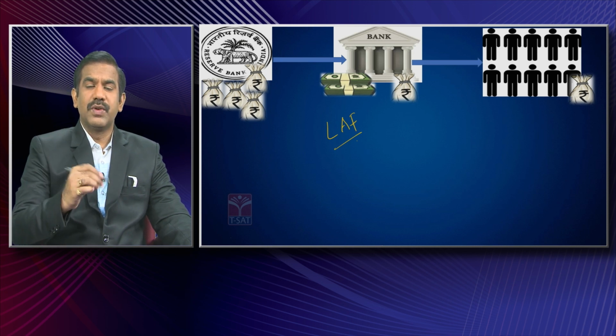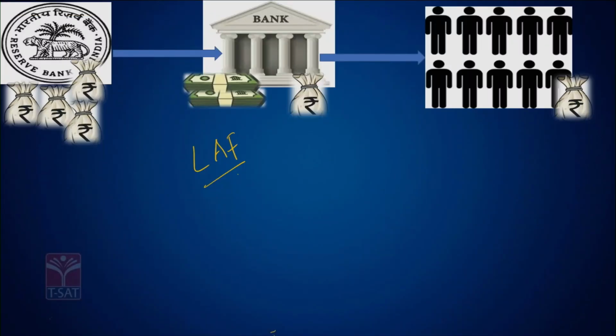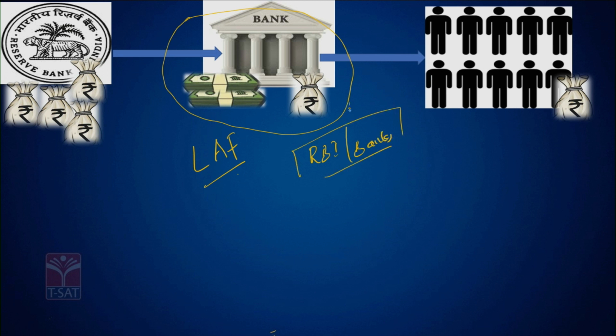Liquidity adjustment facility. So you know what liquidity is, isn't it? There are certain instruments of monetary policy wherein the banks and RBI together could alter the supply of money, and one initiative that the RBI introduced somewhere in the year 1998 is very popular, known as the liquidity adjustment facility. This is what the banks and RBI achieve through operations called repo and reverse repo operations.